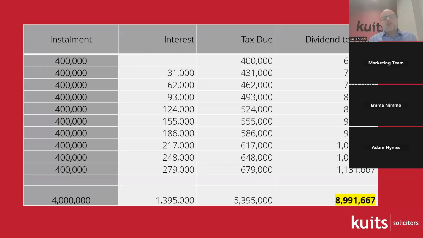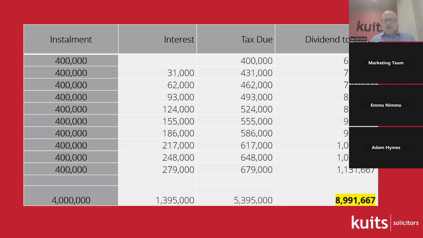to pay a £666,000 dividend to pay a £400,000 inheritance tax bill, because 266,000 of that is going in income tax before we pay the inheritance tax. And as you see, by the time we get to year 10, £400,000 instalment, £279,000 interest, total tax 679, but the actual dividend required to pay is £1.13 million.